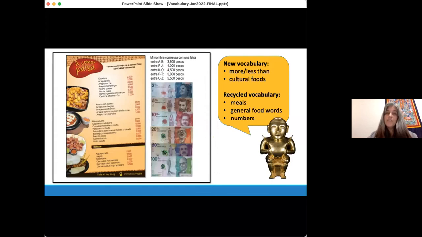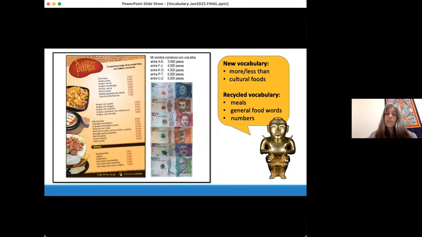They are also given a certain amount of money, and you can see images of the bills here, the currency in Colombia. They're given different amounts of money depending on the first letter of their first name. Of course, this is going to get them to choose different items and to discuss the things that they have chosen for their snack prior to going to the museum.